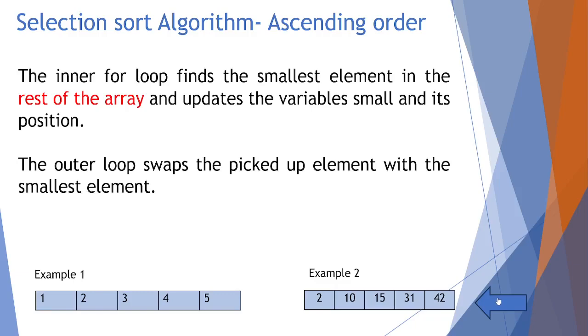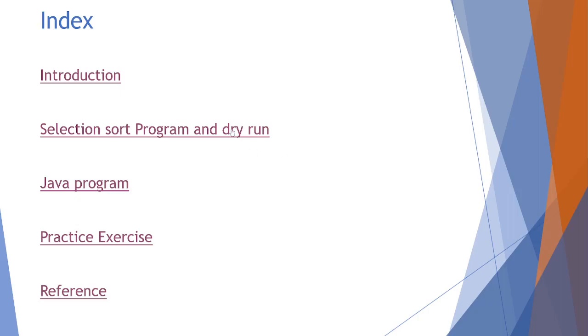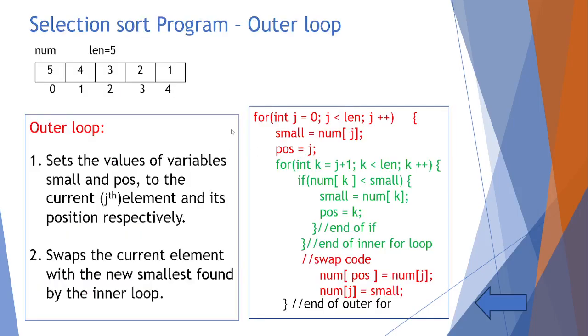Now let's understand the dry run and the program also. The program is on the right side, but we understand only the outer loop, the red colored ones. The array is num: 5, 4, 3, 2, 1, length is 5, indexes 0 to 4. Now the outer loop does two things. It sets the values of the variables small and position to the current jth element for int j equals 0.